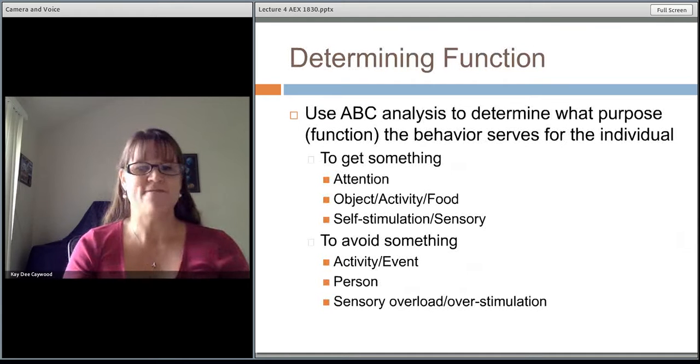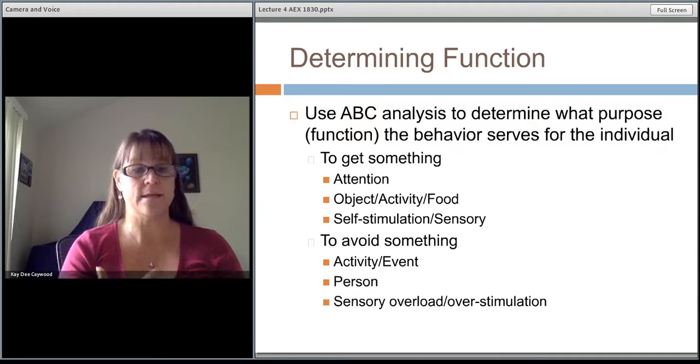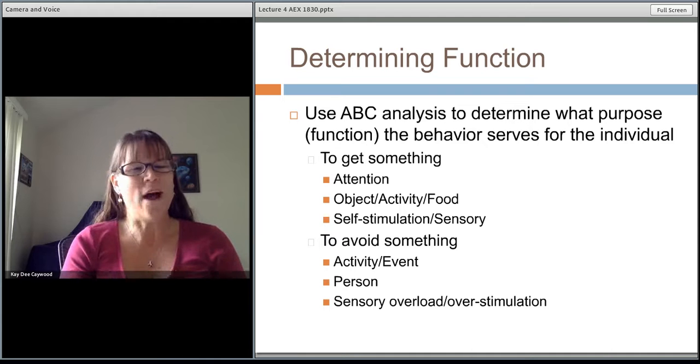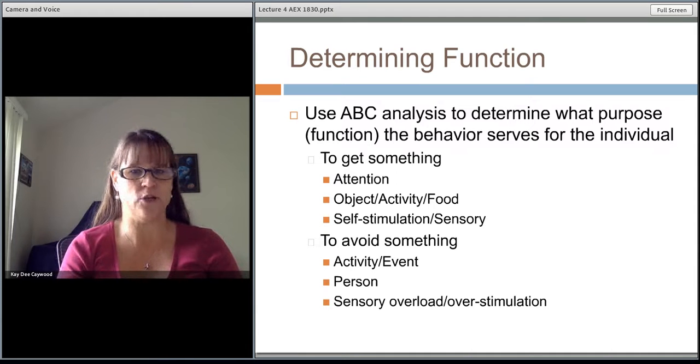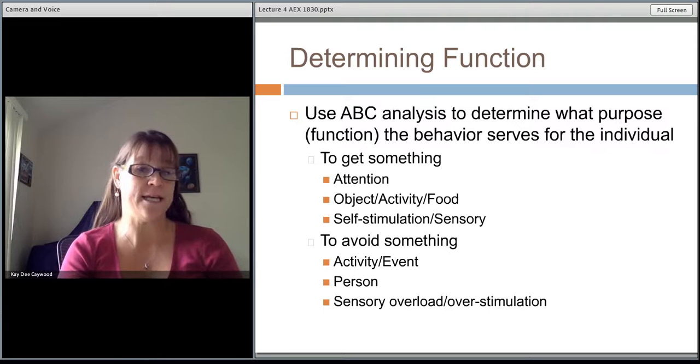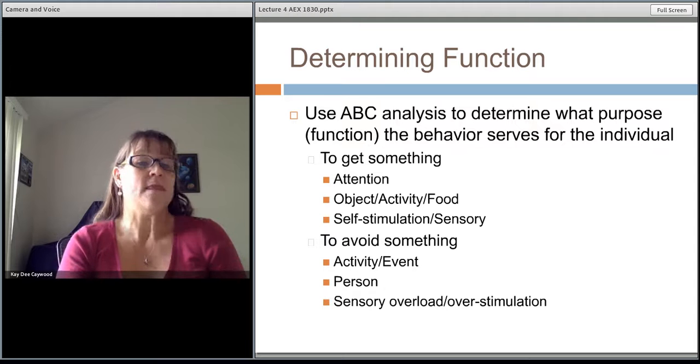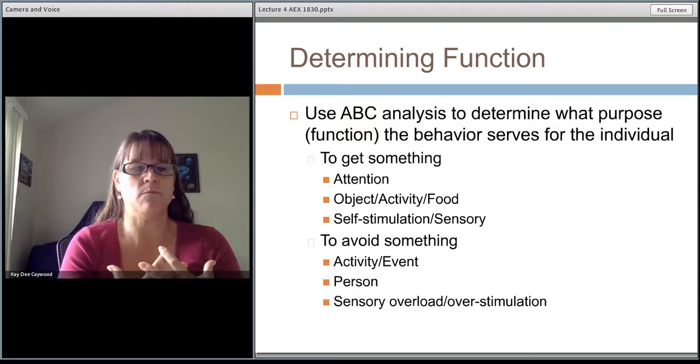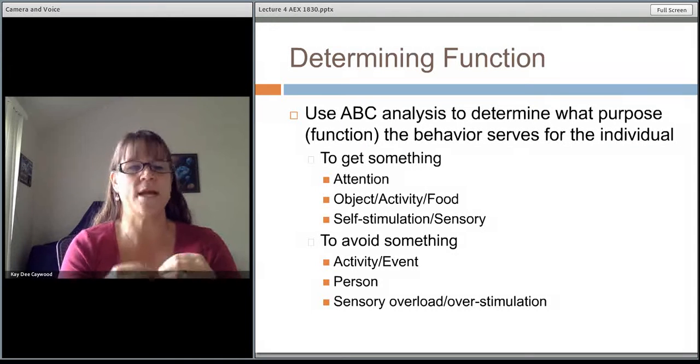Once you have that ABC analysis and you've looked at multiple occurrences of the behavior, then you want to use that analysis to determine the function of the behavior. What is that behavior doing for the individual? And usually, behavior is either to get something or to avoid something. So they may be trying to get attention, they may be trying to get an object or an activity or food, they may be trying to get some self-stimulatory feeling, some sensory input.